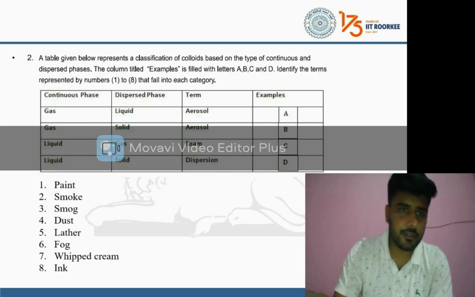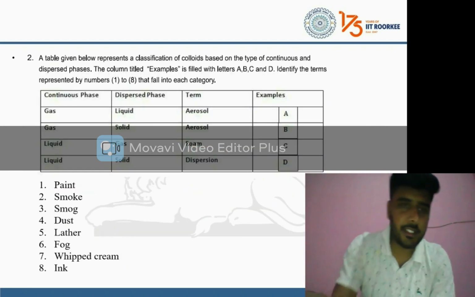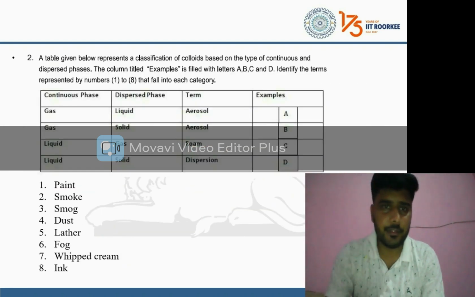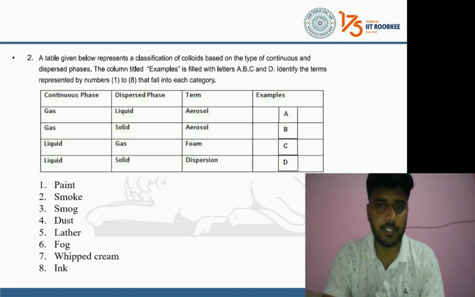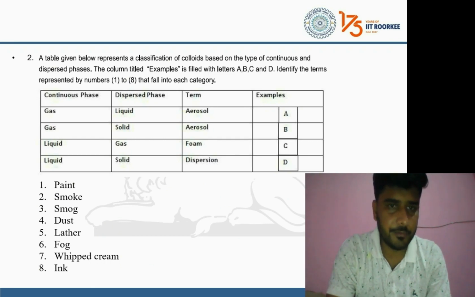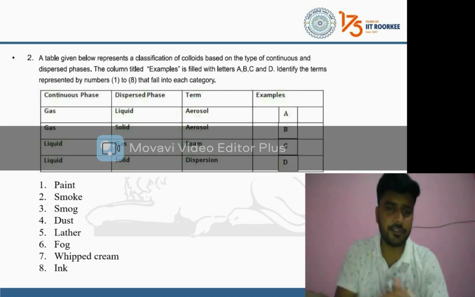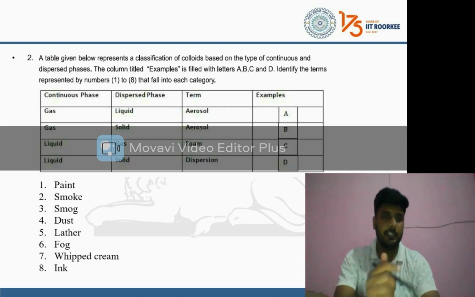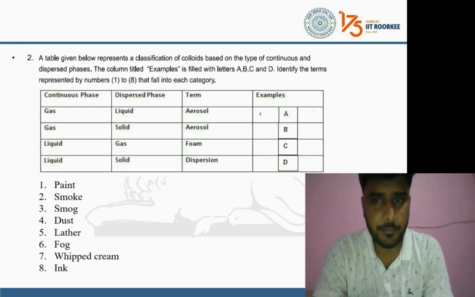The third question. This is a table given below. It represents the classification of colloids. You have to select the examples for that particular term among the following examples which are given below. So you have paint, smoke, dust, leather. You have to select what is the dispersed phase and what is the continuous phase in these, and select the examples. So you have to select two examples.